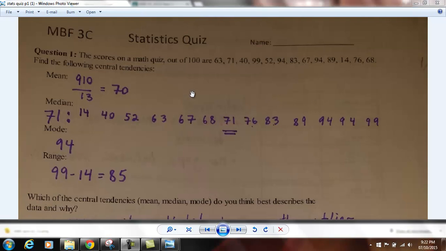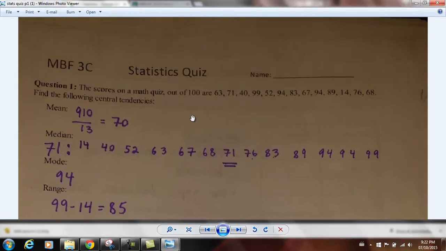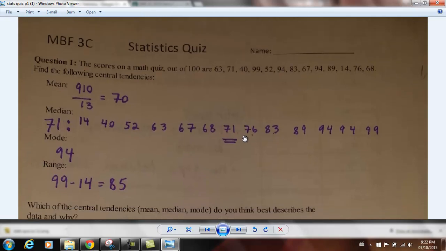Okay, hey guys, I'm going to take up this stats quiz that you just got back. We're just going to walk through each question here and make sure you understand it based on the feedback so that you can be ready to do the test tomorrow. The first question is the average. We're just going to calculate mean, median, mode, and range.